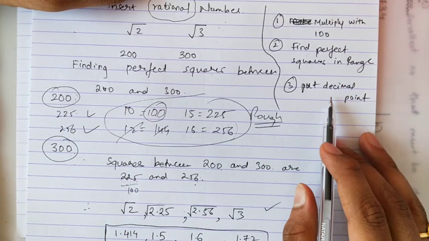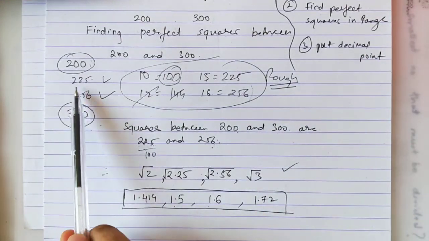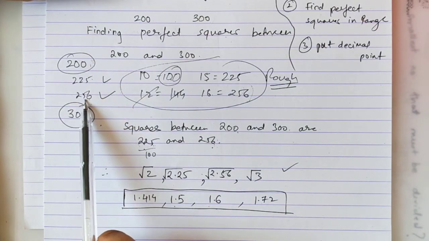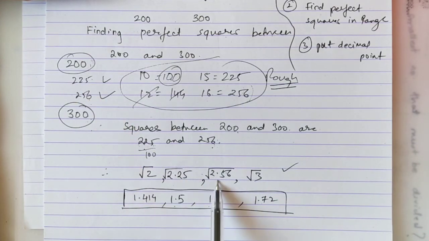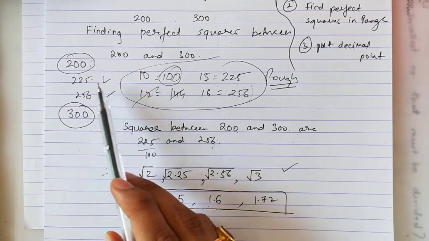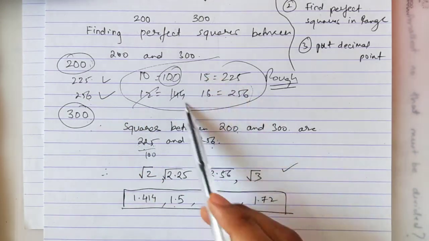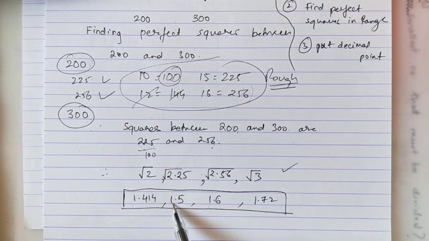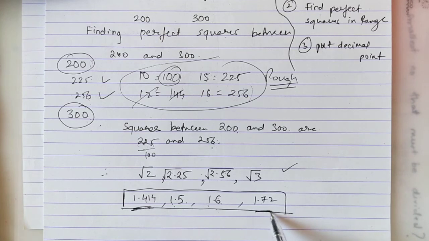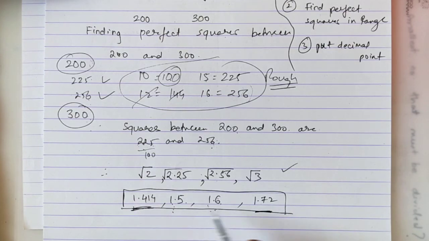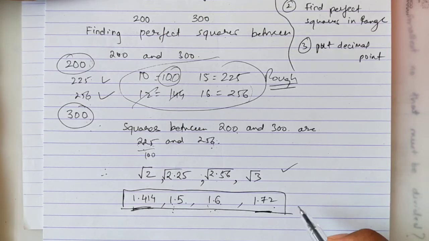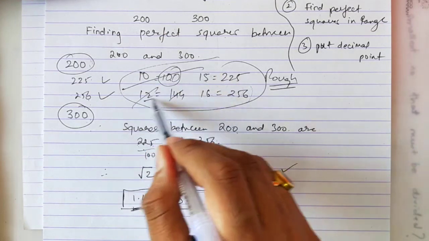Use these steps. And just make sure that whatever numbers you write here, 225, 256, those two numbers are not your answer. They are the squares of 15 and 16. So this 15 and 16 will come here: 1.5 and 1.6. We checked that root 2 was 1.4 and root 3 is 1.7. So see, these two numbers are between root 2 and root 3. Copy this sum properly.